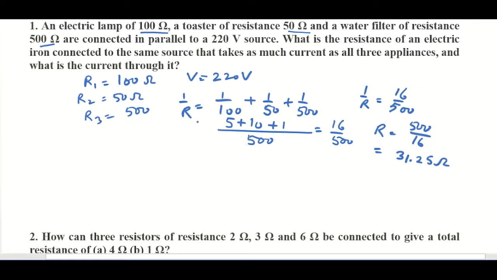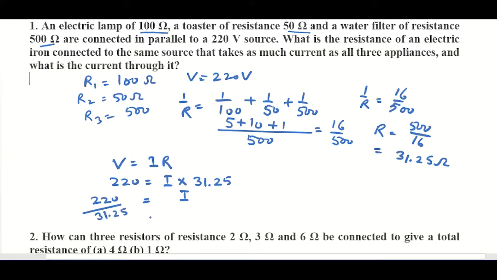Now we need to calculate the current flowing through the circuit. So the formula for current we can find by using V is equal to IR. So V is equal to 220, I we need to calculate, and R is equal to 31.25. So we get 220 upon 31.25, which is approximately equal to 7.04 amperes. So this is the answer.